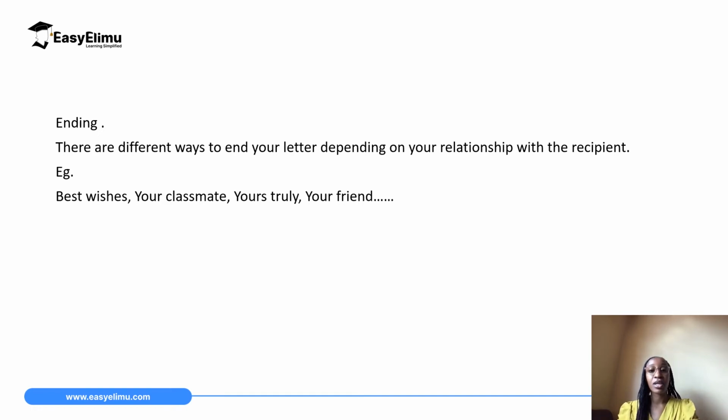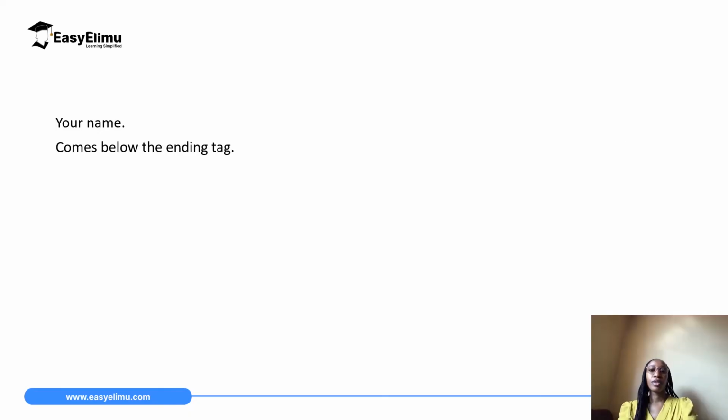So just depending on the relationship that you have with the recipient of this letter, there are different ways to end. And the ending is usually at the bottom right of your letter. So after you have ended the letter, maybe you have written yours truly or your friend, your cousin, you put a comma, and just below that, you now write your name. This is where your name appears in this entire letter. It is at the end.